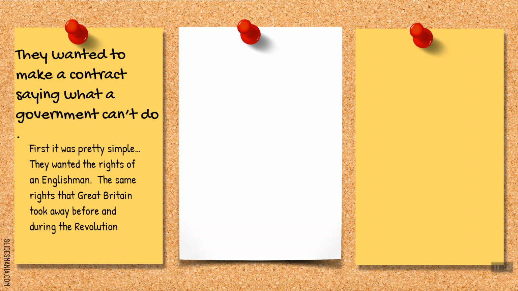First, it was really quite simple, going all the way back to the beginning of the Revolutionary War before we even started fighting battles. They wanted separation from England because they felt like their rights of an Englishman were taken away.